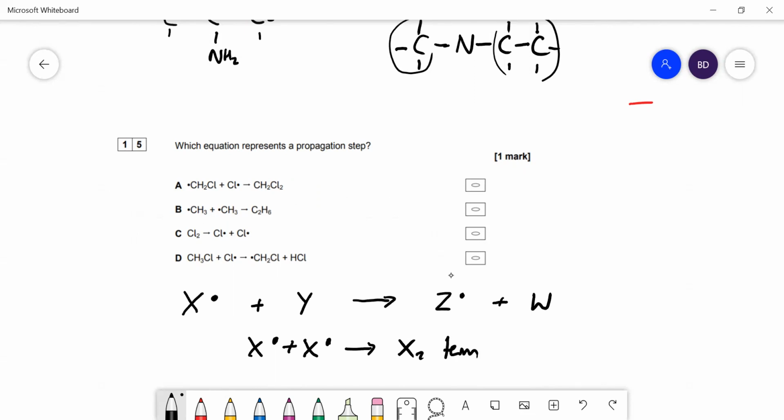The other thing you get, this one here is of course initiation, the opposite of termination, when it breaks up to form 2 free radicals. So this one is termination, that's no good, 2 radicals coming together. This is also termination, that's initiation. This is the only one that's propagation, D.